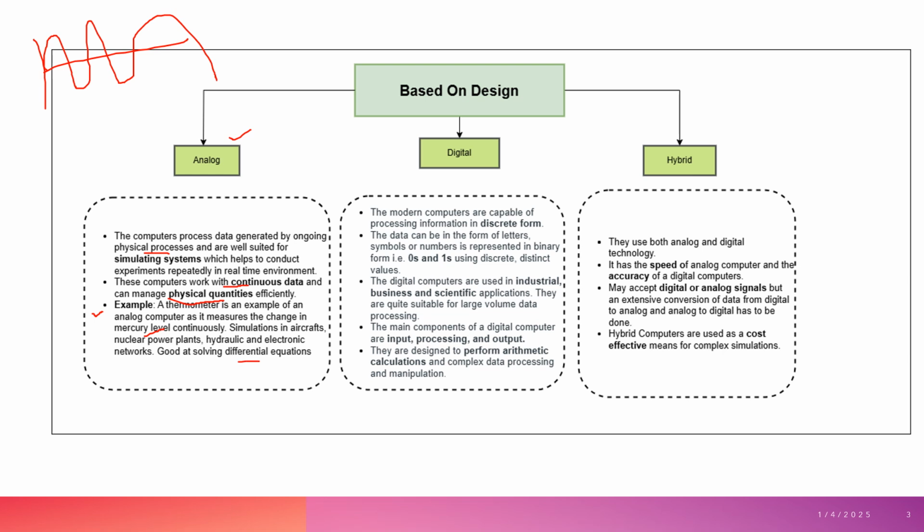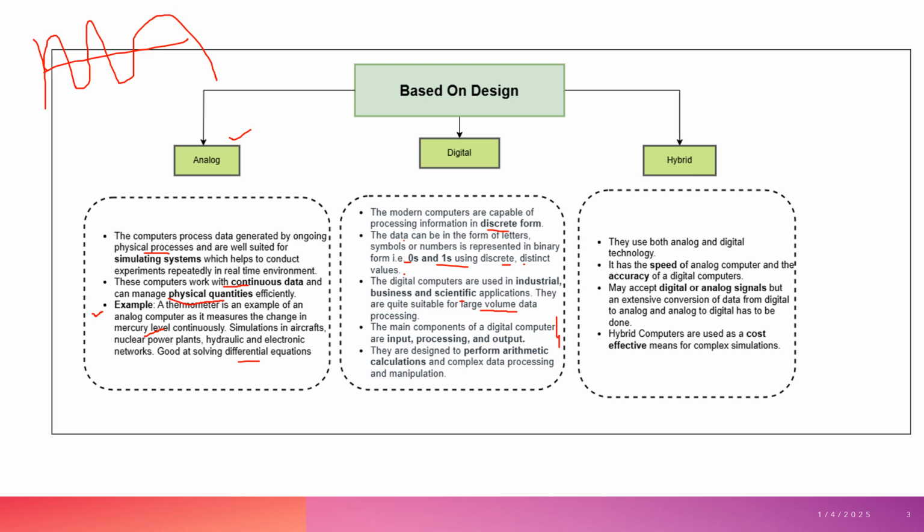Moving on to the next category, it is the digital computers. The modern computers today are capable of processing information in discrete form. Okay, so what is discrete form? It can be data in the form of letters, symbols or numbers, and everything is represented in the form of zeros and ones using discrete distinct values. We will learn more about this in future, but it is like a binary representation of numbers. Digital computers today are very well used in industrial, business and scientific applications, and they have the capability of processing a large volume of data. The main components of this include input, processing and output, as we've studied in the previous lectures as well.